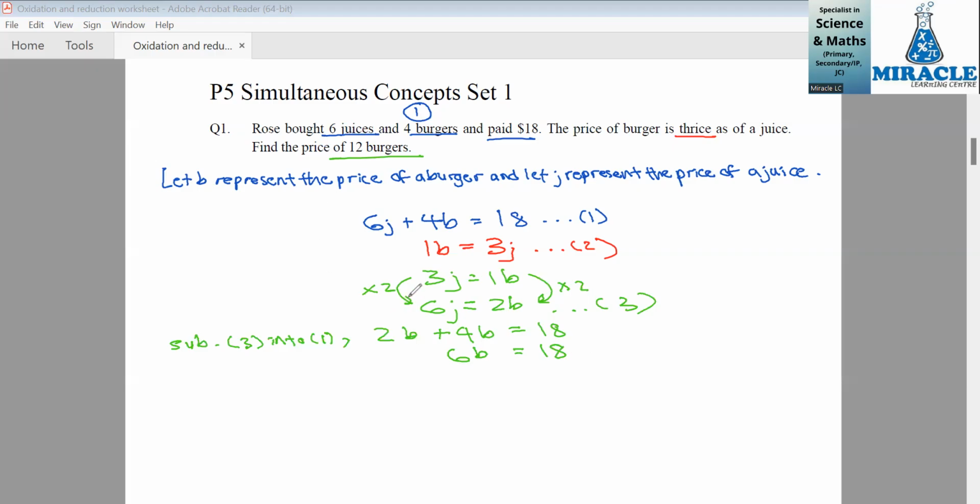So now we can find the price of 1B. So 1B equals 18 divided by 6, which gives us 3. So the price of 12 burgers would be 12B. So this is equal to 12 times 3, and this gives us $36. And that is your final answer.